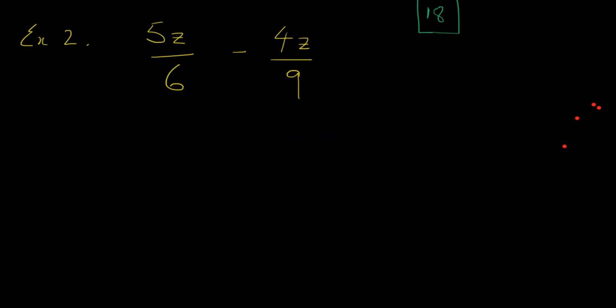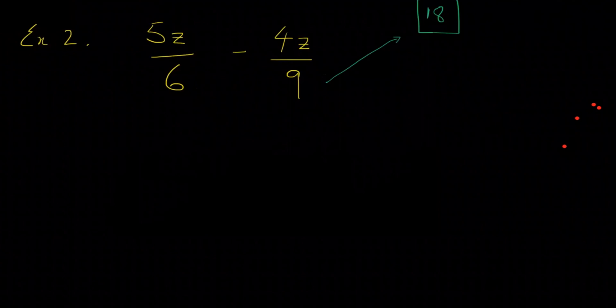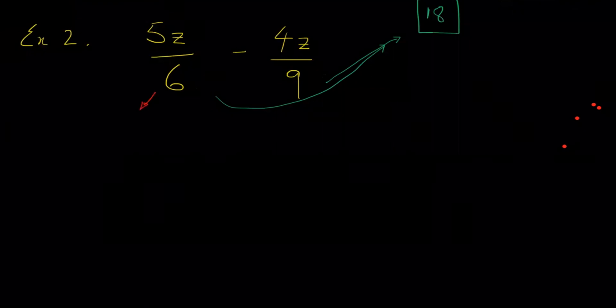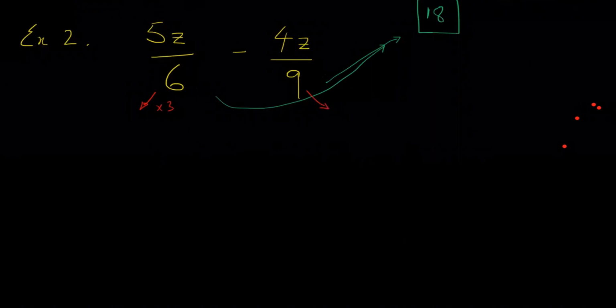So the number we're aiming for here and here is 18. So what do I need to do to get 18? If I've got a 6 there, what do I need to do to the 6? Times it by 3. Perfect. And what do I need to do to the 9 to get it to be 18? Times it by 2. Perfect.